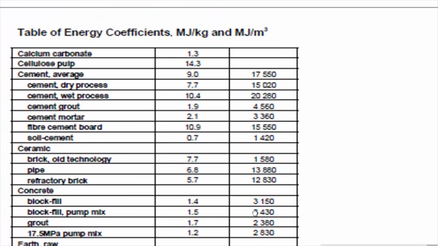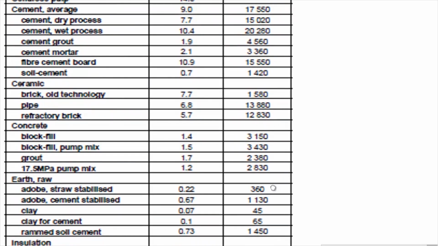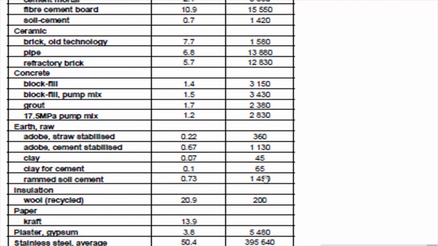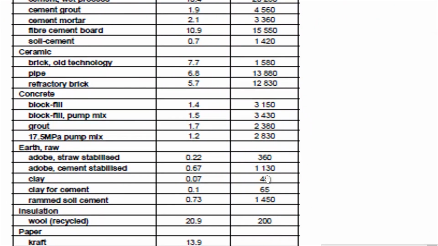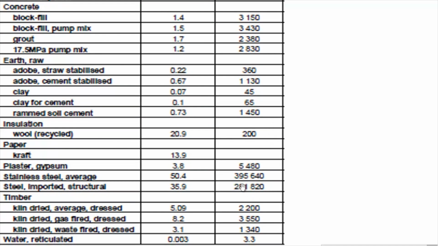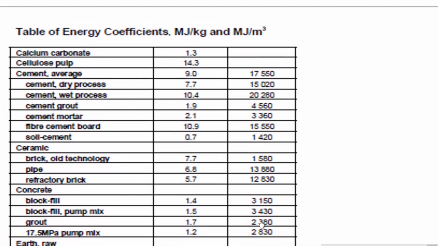Now, look at the value in terms of per cubic meter of usage of these materials. It will be similar. For clay, again it gives 45 megajoules per meter cube. Earth straw is 360, and the higher goes to a value of 3,95,540, and 2,81,820 in terms of energy usage in the building.